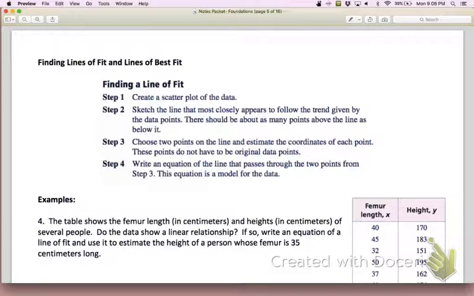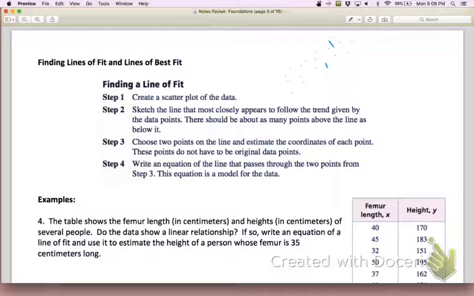All right, so there are 4 steps that we're going to follow. Most of these are going to seem exactly like what we did yesterday. So the first one is we're going to create a scatter plot of the data. So I'm going to have a bunch of dots that appear to go in some sort of pattern here. That's step 1. Then we're going to sketch the line that most closely follows the data.